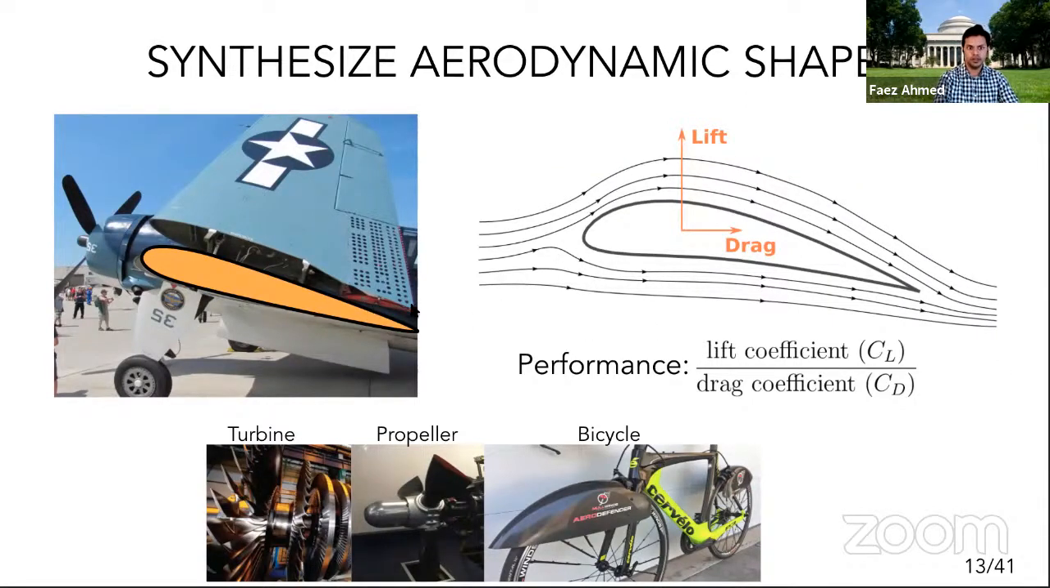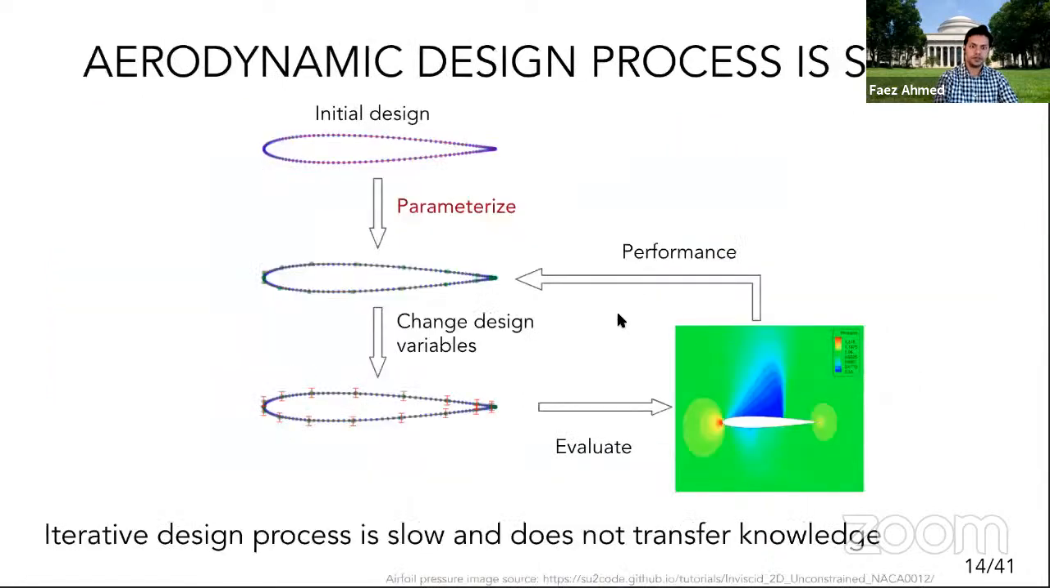So this is a typical example of an airfoil. If you cut the wing in half, you see this cross-section. And again, these airfoils are used in turbines, propellers, bicycles, cars, and so on, where you want a certain shape and you want certain performance. One typical performance is, say, lift to drag ratio for aircraft. So you want maximum lift and you want minimum drag for an airfoil, right?